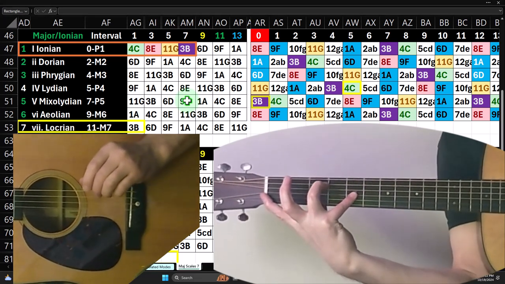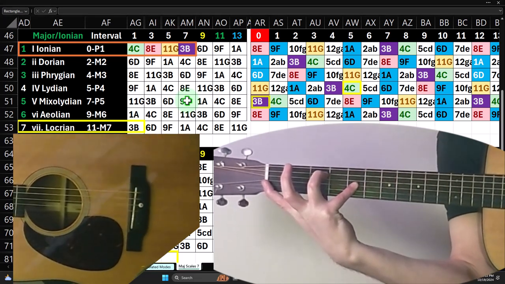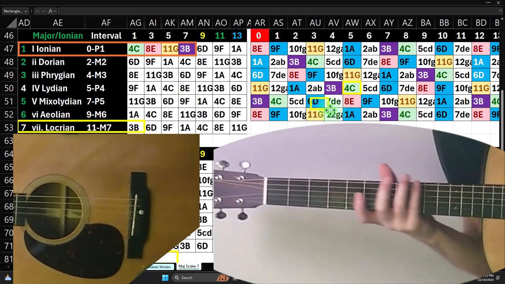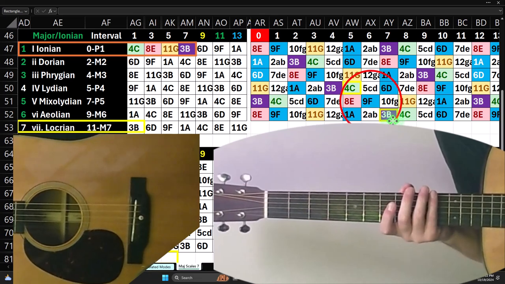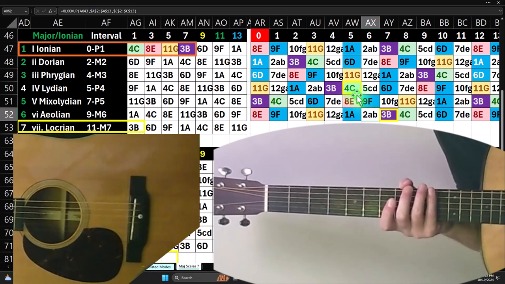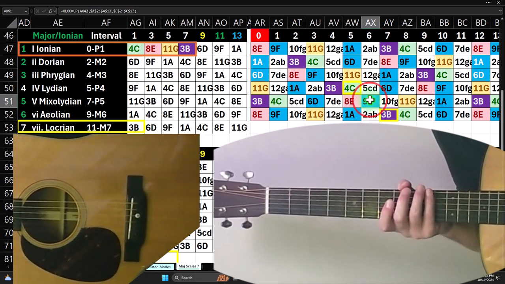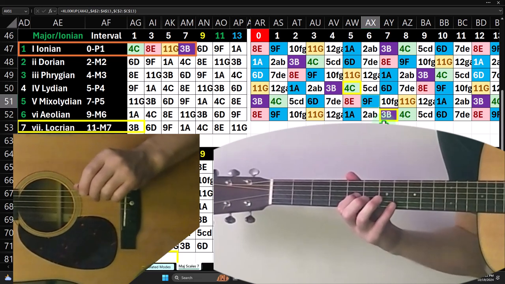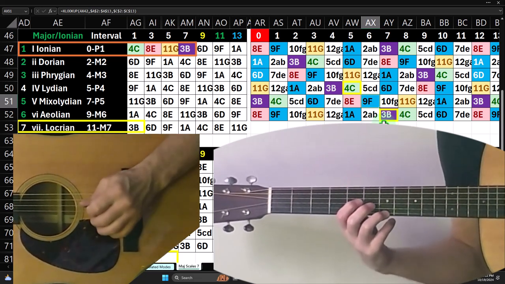So to a B, that could possibly be doable if I wasn't. It's an open string. Oh, it's at the nut. And then here it would be 5, 10, 11, right? So it would be here going down. It would be right there at the 7.